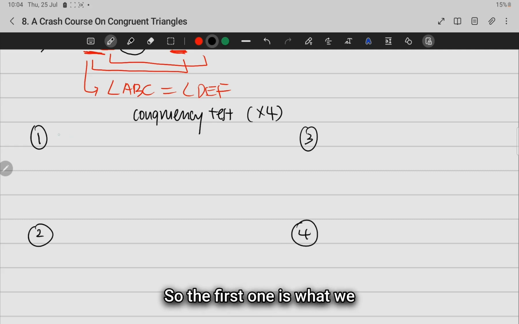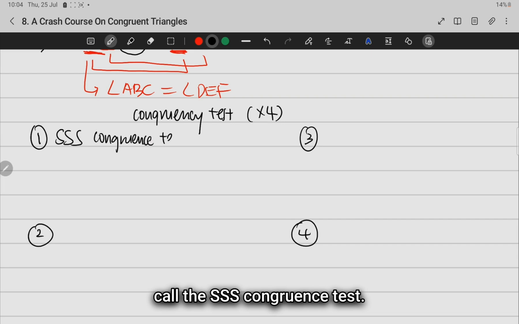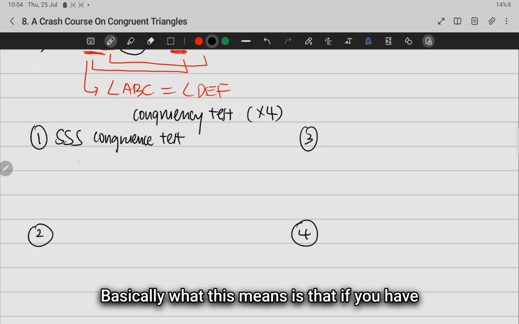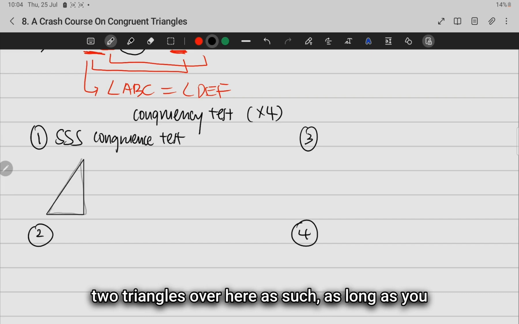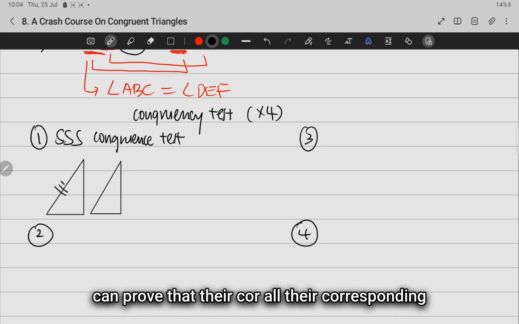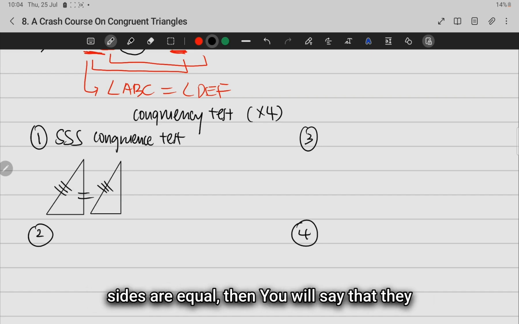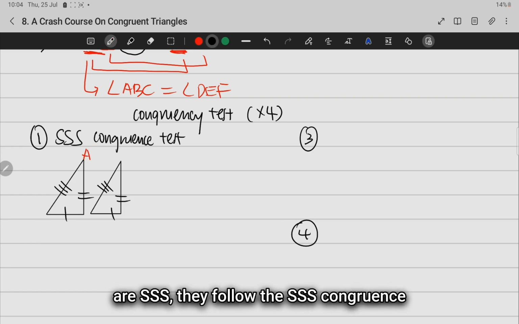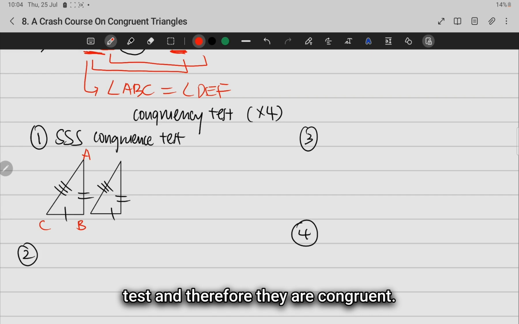So the first one is what we call the SSS Congruence Test. Basically what this means is that if you have two triangles over here as such, as long as you can prove that all their corresponding sides are equal, then you will say that they follow the SSS Congruence Test, and therefore they are congruent.